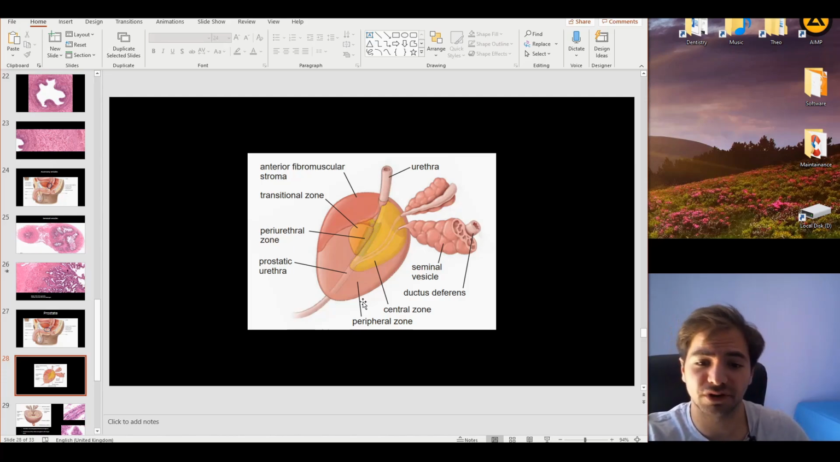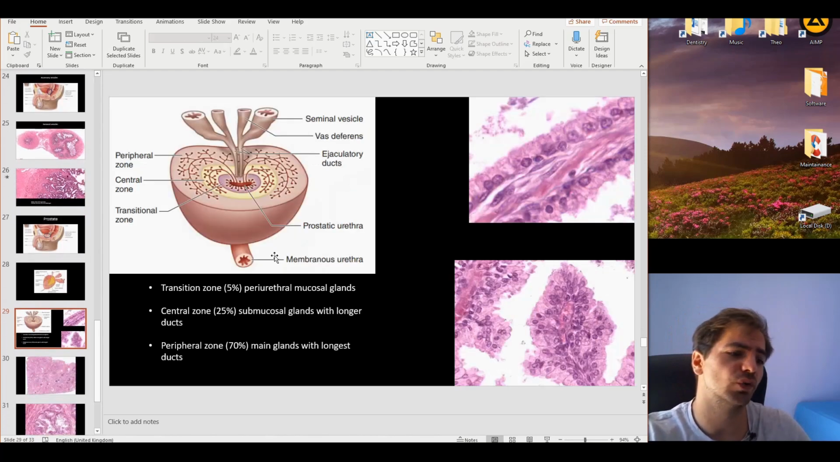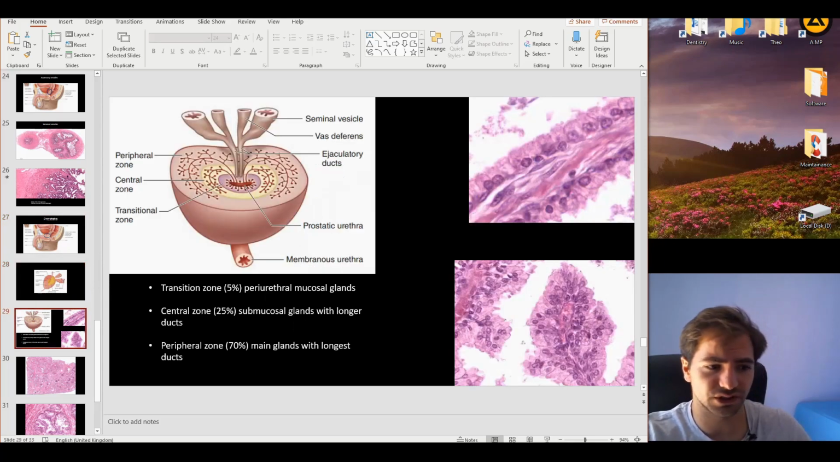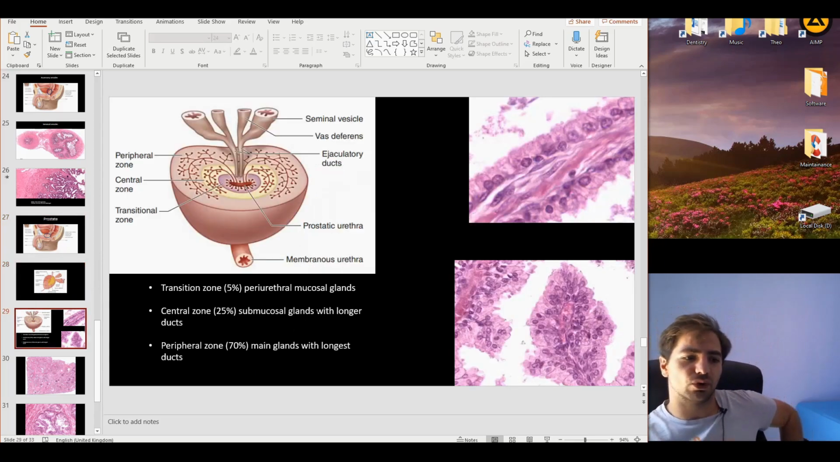But first, let's talk about the functions of the different zones. The first zone we're going to have is the transitional zone, which is the innermost part, as we can see in the picture right here. Sorry, this is the transitional zone, and this is of course going to be 5%. We're going to have the mucosal glands that here are going to be 5% of the whole population of the peripheral mucosal glands. Now, of course, this mucus is going to be clear mucus.